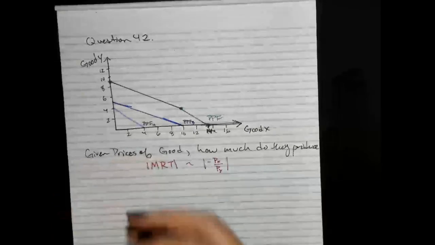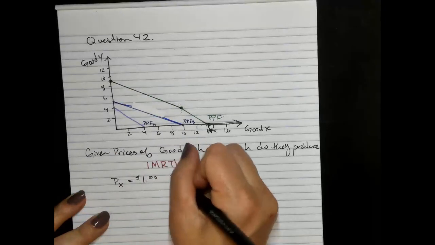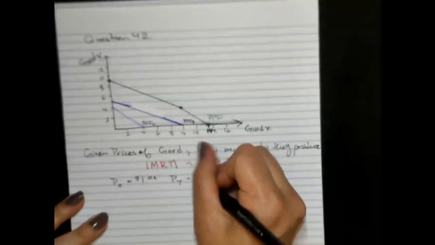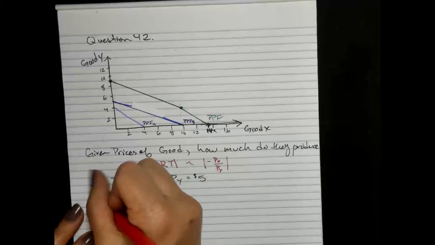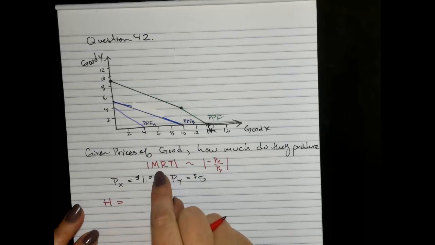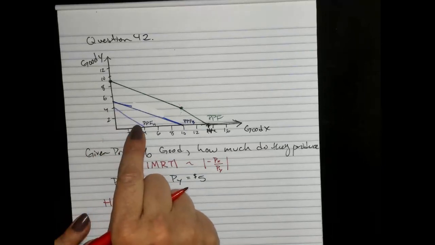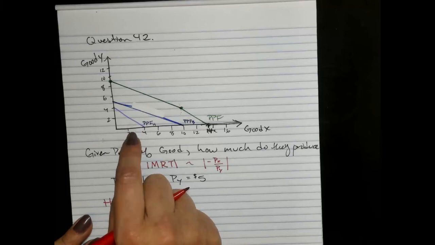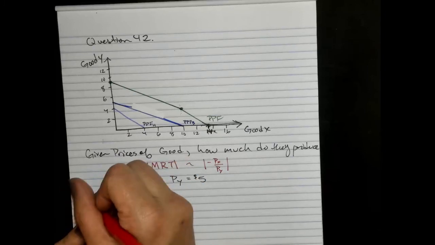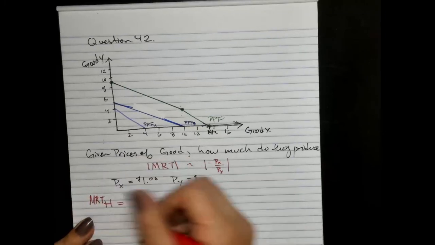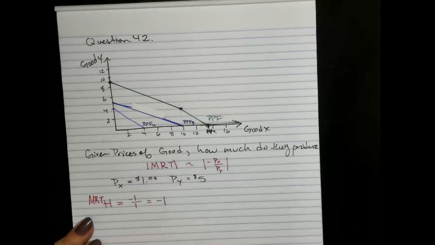So we're going to say that the price of good X is equal to $1, and the price of good Y is equal to $5. So if I want to know how much person H is going to do, I need to find out what their MRT is. What's their marginal rate of transformation? What is their opportunity cost associated with producing one more of good X? They give up one good Y every time they produce more good X. So the MRT for person H is going to be -1 to 1, which is just -1.